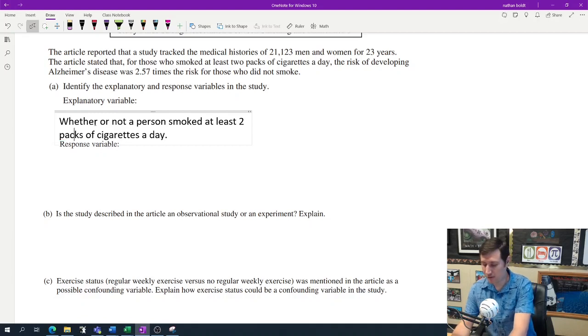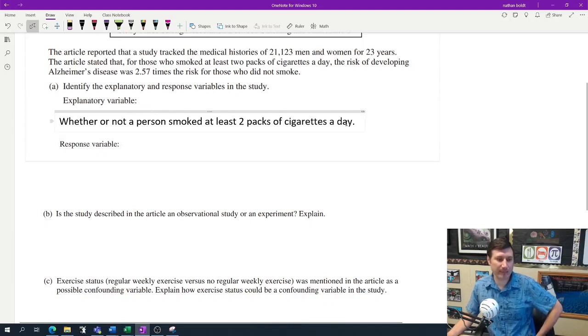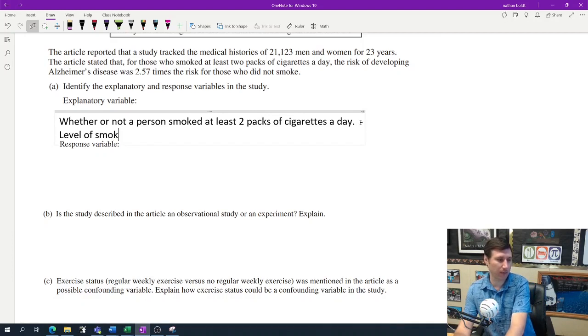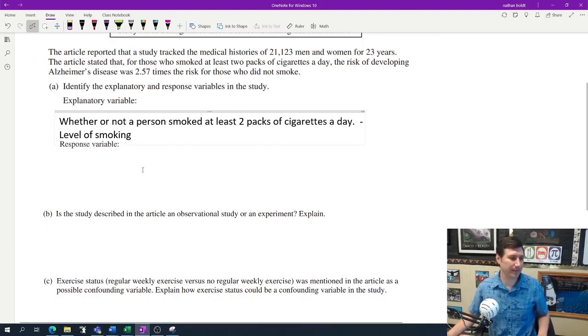Essentially, it's the question you are asking people. What's the first question we ask people? Hey, how much do you smoke? And then we write down how much they smoke. I think the actual answer in the AP rubric is level of smoking is what they say.